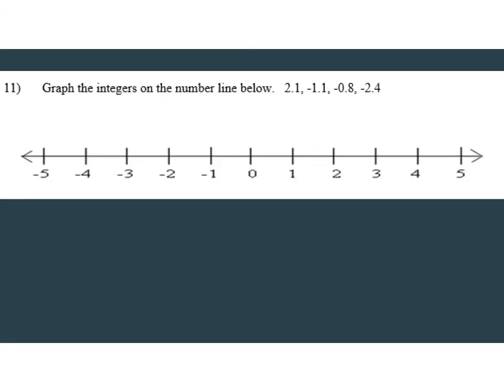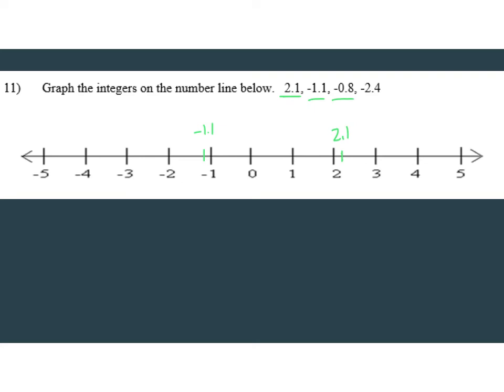All right, for this one, we're graphing the integers on the number line below. So the first one is 2 1/10. So that would be between 2 and 3, but closer to 2. So maybe about right here would be our 2 1/10. The next one is negative 1 1/10. So that's going to be between negative 1 and negative 2. So maybe around here. Doesn't have to be exact. Negative 1 1/10. That's this one.